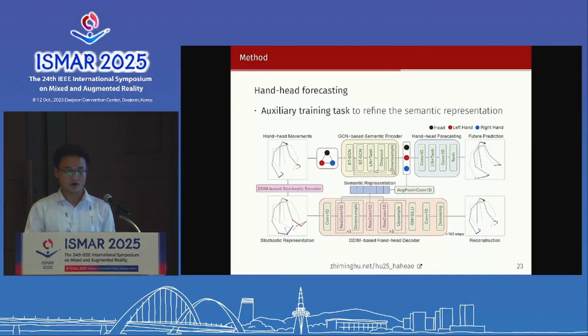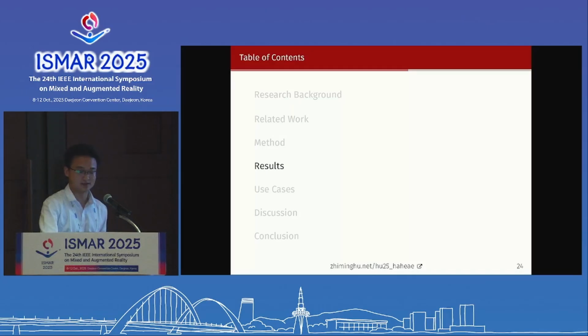In our method, we also propose an auxiliary training task, which means we use future hand-head movement prediction as an auxiliary training task to improve our representation. So let's see some results.